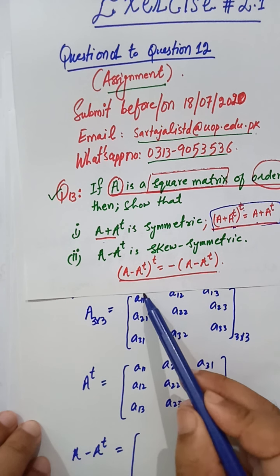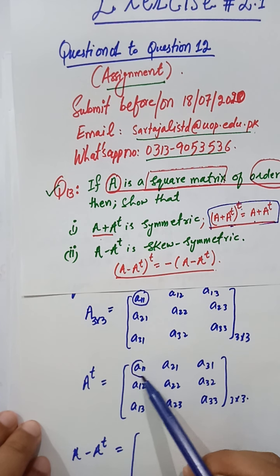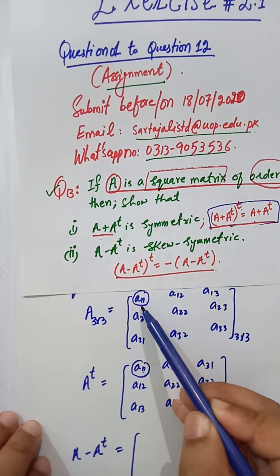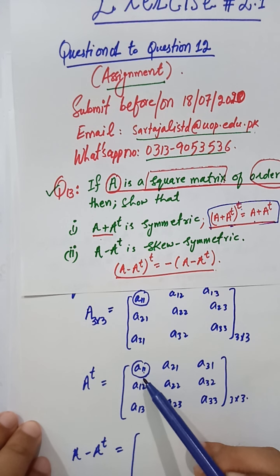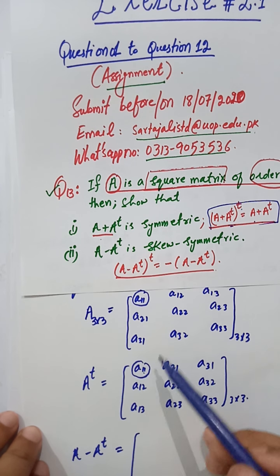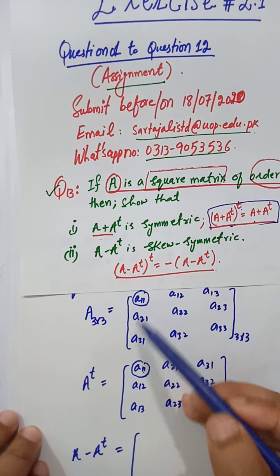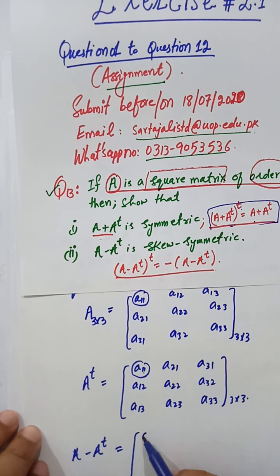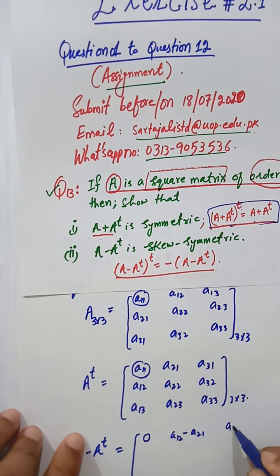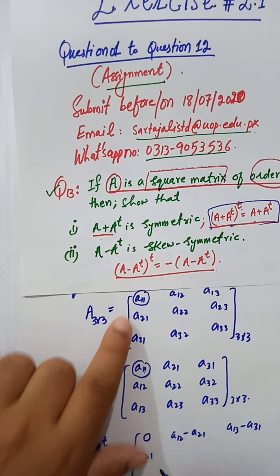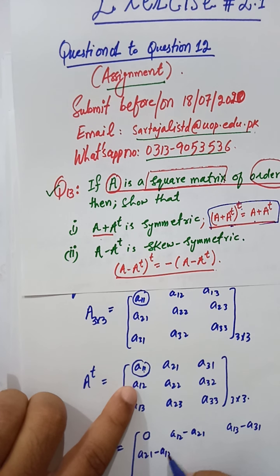You see that this A11 will be subtracted from this A11, because this is the element which lies in the first row and first column, and this is the element which lies in the first row and first column. So that's why they are corresponding. So from here you will get 0, here you will get A12 minus A21, here A13 minus A31, here you will get A21 minus A12.